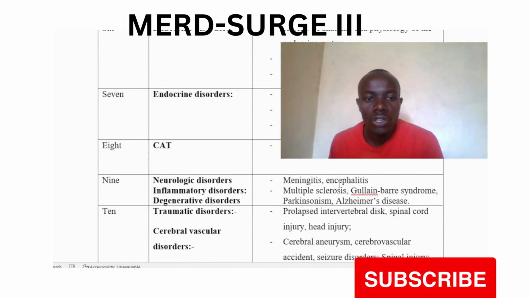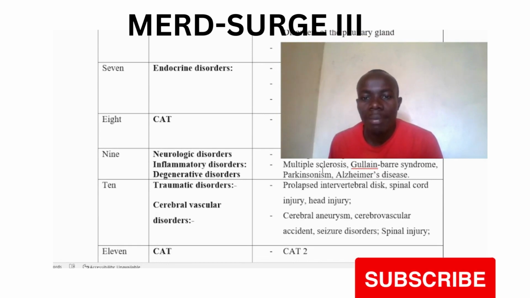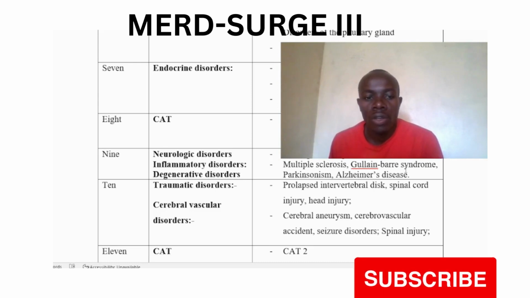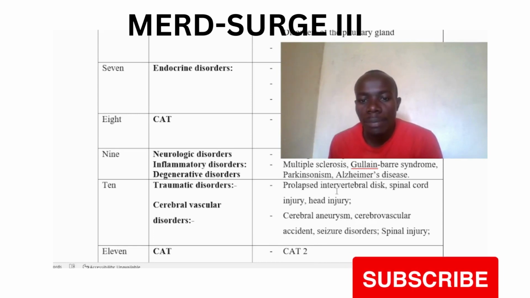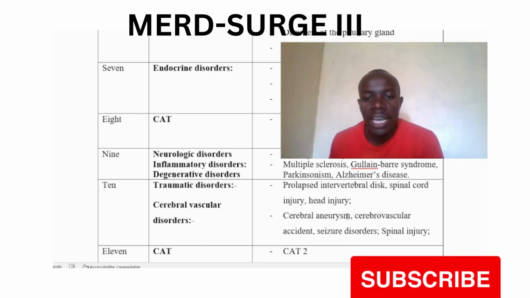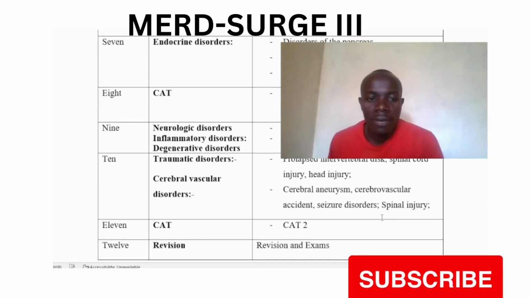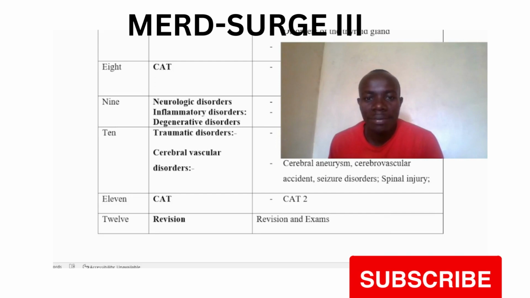Then we go to the neurological inflammatory and degenerative disorders: meningitis, encephalitis, multiple sclerosis, Guillain-Barré syndrome, Parkinson disease, Alzheimer's disease. We'll also be looking at traumatic and cerebrovascular disorders like prolapsed intervertebral disc, spinal cord injury, head injury, cerebral aneurysm, and cerebrovascular accident, the strokes, seizure disorders, and spinal injury. From there, we'll have our CAT 2, guys, and then I'll give you more time to revise for our main term exams, guys, okay?